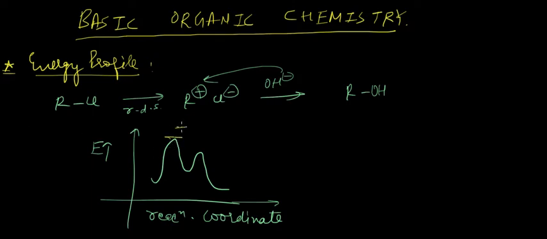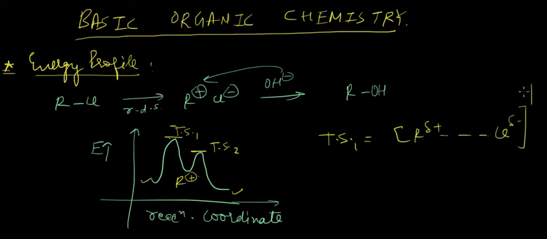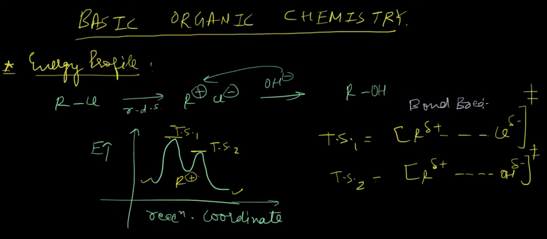This is the transition state 1 and this is the transition state 2, and the intermediate R plus is formed. Okay, and this is the product and this is the reactant. So in TS1 the bond breaking happens, and in transition state 2 the bond formation step takes place. So this is bond breaking and this is bond formation.